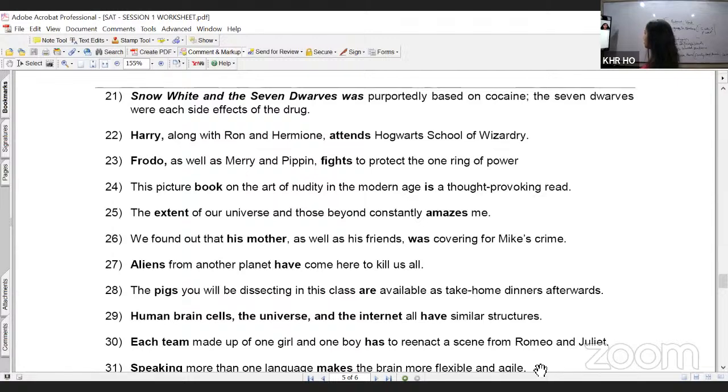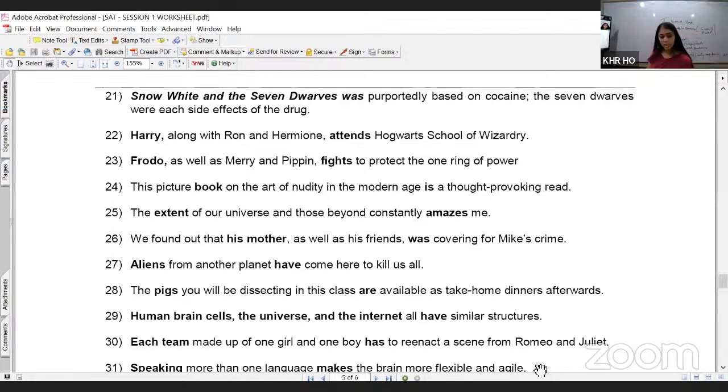Does it make sense to you? Are you able to get it? Right. I was just saying the sentence structure is sort of similar, as in Harry as well as Ron and Hermione is the same as we found out that his mother as well as his friends. But yeah, we can check it from there. I mean, the main question.